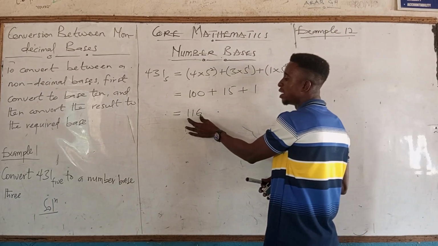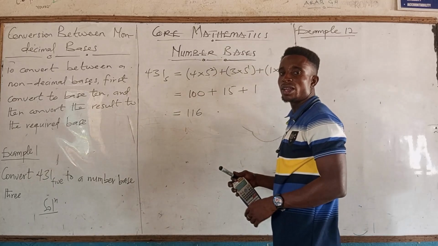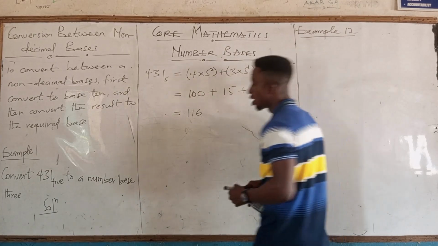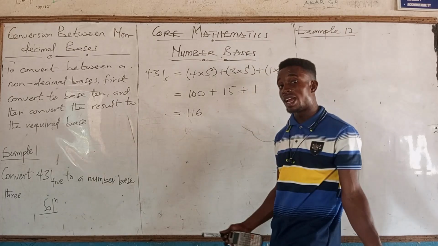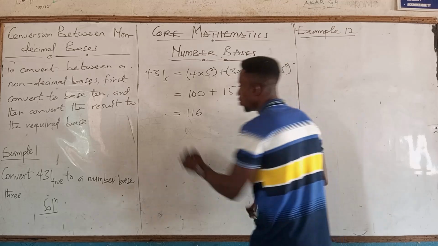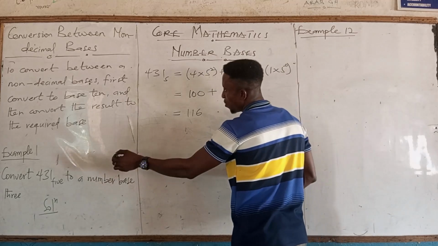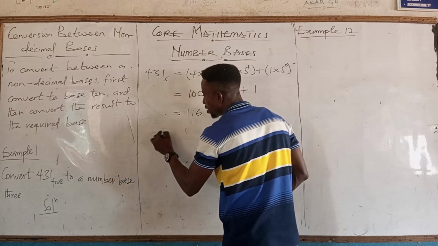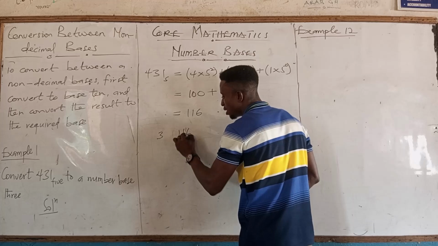Then we now convert this base 10 back to what? The required base. That is base what? 3. Are we getting that? So now converting base 10 to base 3, what do we do? That is where we create the columns. So I put the required base, which is 3. So I'm having the 3, then I have my 116.